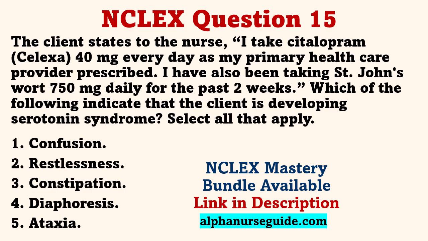The correct answers are 1. Confusion, 2. Restlessness, 4. Diaphoresis, and 5. Ataxia. Rationale. Serotonin syndrome can occur if a selective serotonin reuptake inhibitor is combined with a monoamine oxidase inhibitor, a tryptophan serotonin precursor, or St. John's wort. Signs and symptoms of serotonin syndrome include mental status changes, such as confusion, restlessness or agitation, headache, diaphoresis, ataxia, myoclonus, shivering, tremor, diarrhea, nausea, abdominal cramps, and hyperreflexia. Constipation is not associated with serotonin syndrome.